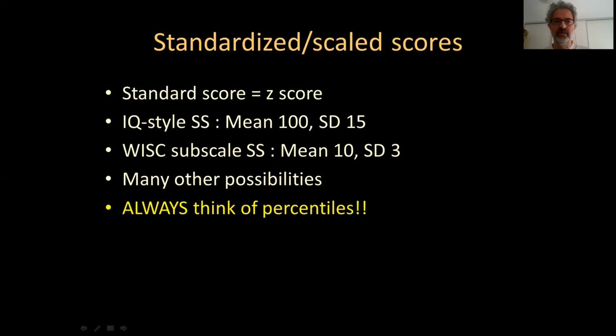There are other scales that you are probably familiar with, such as Wechsler subscales, which are made to have a mean of 10 and a standard deviation of 3 using an operation similar to the one we just demonstrated. And there are many other possibilities of scaled scores that are used in assessment tests, and they all have the same interpretation. You remember, always think of percentiles. So all kinds of scaled scores are informative to the extent you know what percentiles, what proportion of the population each score corresponds to.